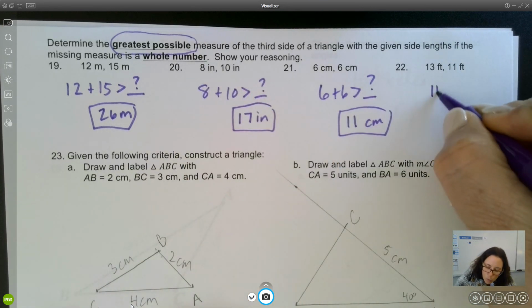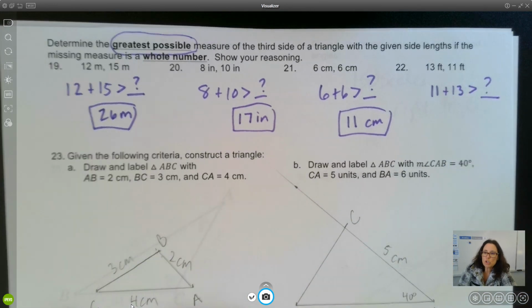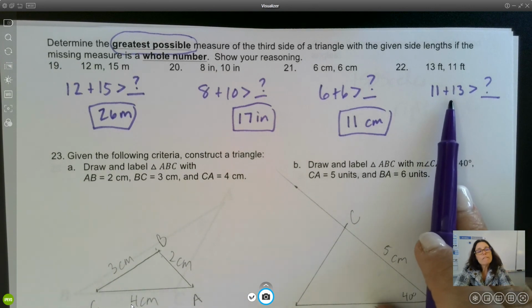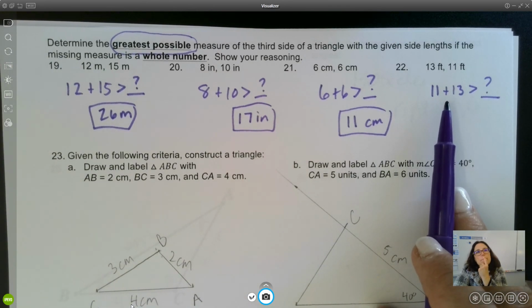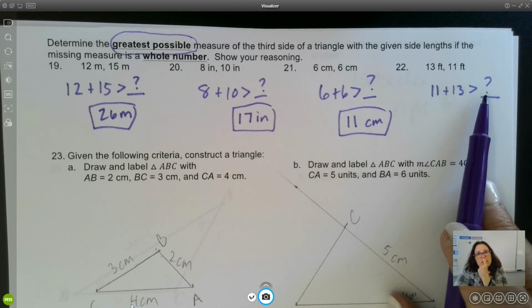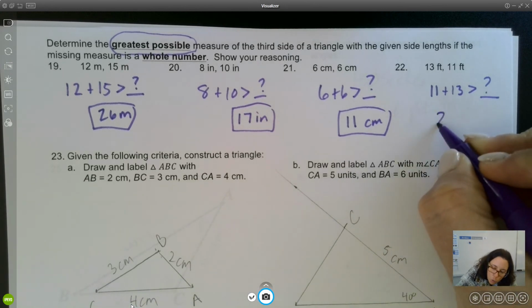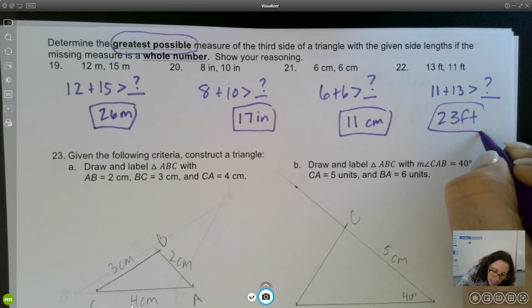Okay, and then this last one, 11 plus 13 is greater than question mark. Okay, well this would be 24. 24 has to be bigger than something. Well, 24 is bigger than 20. 24 is bigger than 21. 24 is bigger than 22. 24 is bigger than 23. 24 is bigger than 24? Ooh, I found my cutoff. 23 feet is my answer.